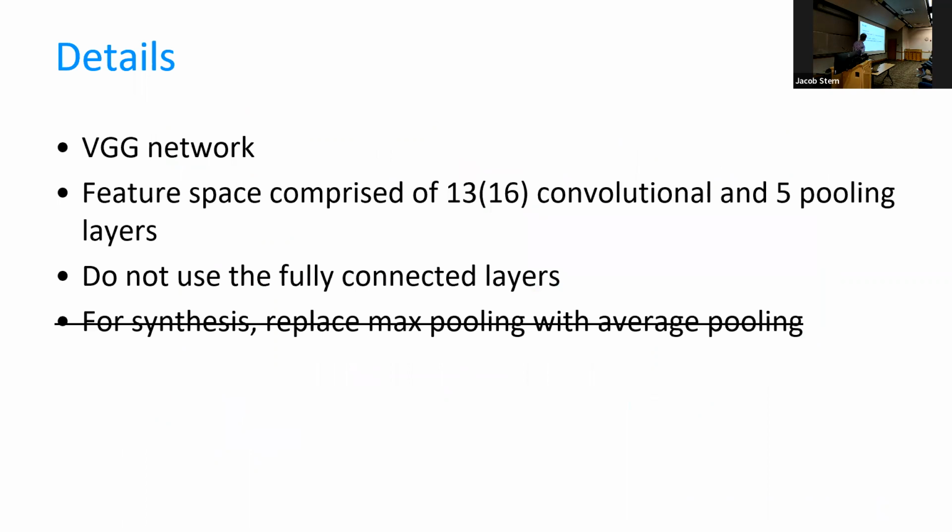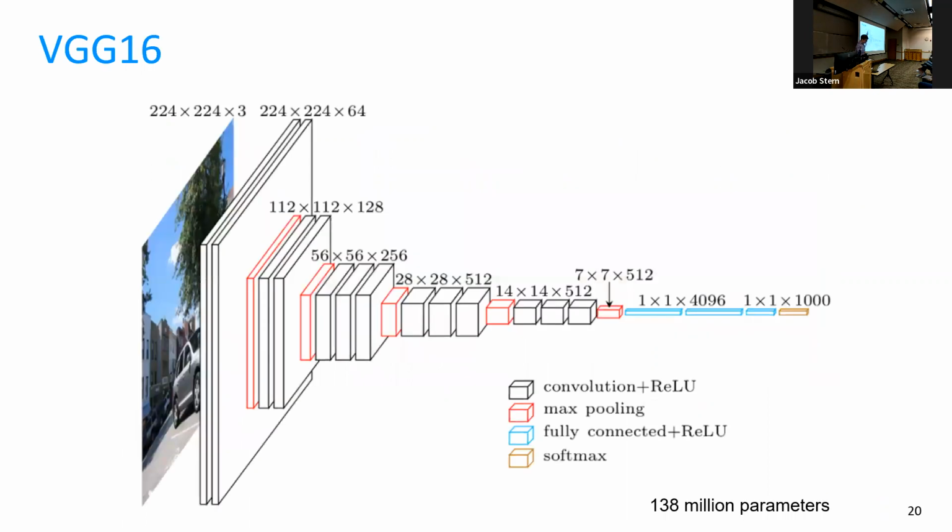Yeah, so again, we're taking an already trained VGG network and we are using it to extract features from these images. So this is the diagram of the VGG network. We're not going to worry about these fully connected layers at the end because, again, we're only using this to extract features.